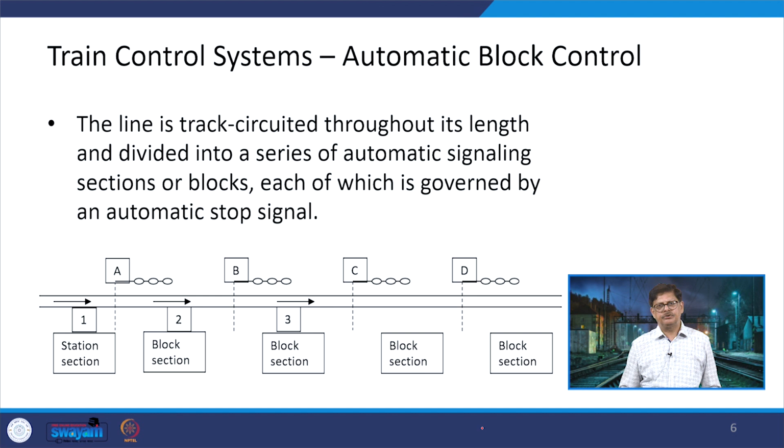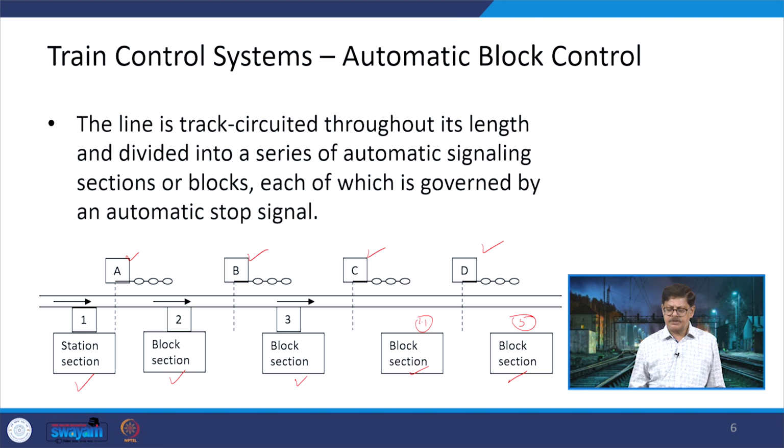The line is track circuited throughout its length, and it is divided into a series of automatic signaling sections or blocks, each of which is governed by an automatic stop signal. So, as you can see in the diagram, there are different sections being shown, say section 1, section 2, section 3, or say here section 4 can be there, or section 5 can also be there, and so on, depending on the length of the track or the route. So, we are starting with the station section here, from where the train is going to move into the route. There are different signals being provided. These are the locations of the signals A, B, C, D. With respect to these signals, the block sections are decided. So, we have block sections being shown as 2, 3, 4 or 5.